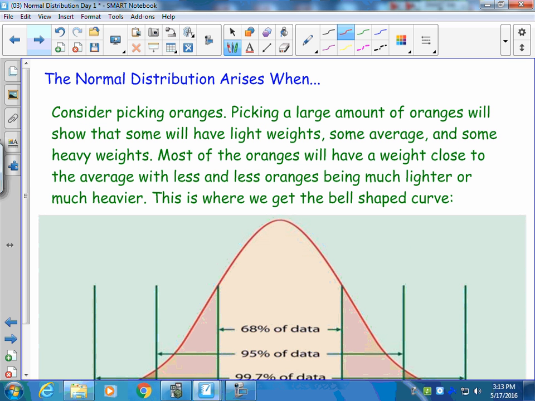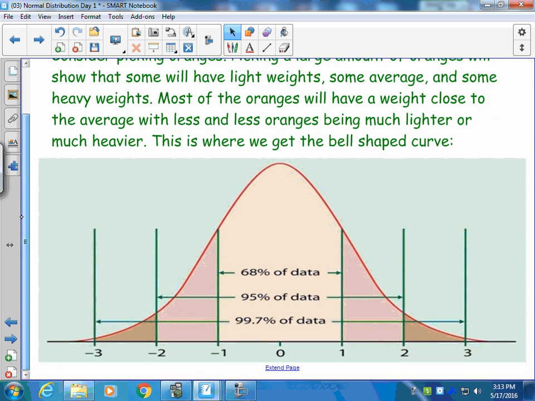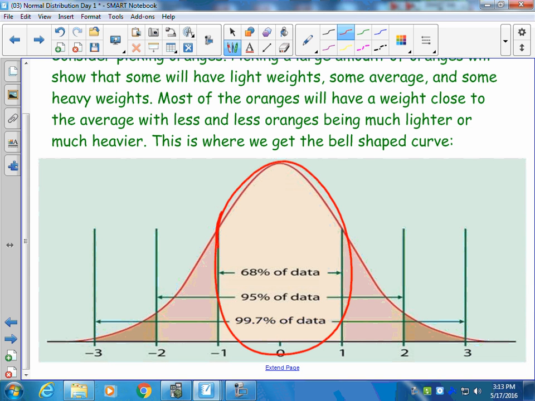To give you another example of the normal distribution, if we're picking a large amount of oranges, all the oranges are going to be different weights and different sizes. But when we look at the oranges overall, they will fit this distribution. We will have a few that are very large and a few that are very small, but most of the oranges will fit right in this 68%, plus or minus one standard deviation from average. So the empirical rule in the normal distribution allows us to find probabilities and work with them in a fairly quick manner overall.